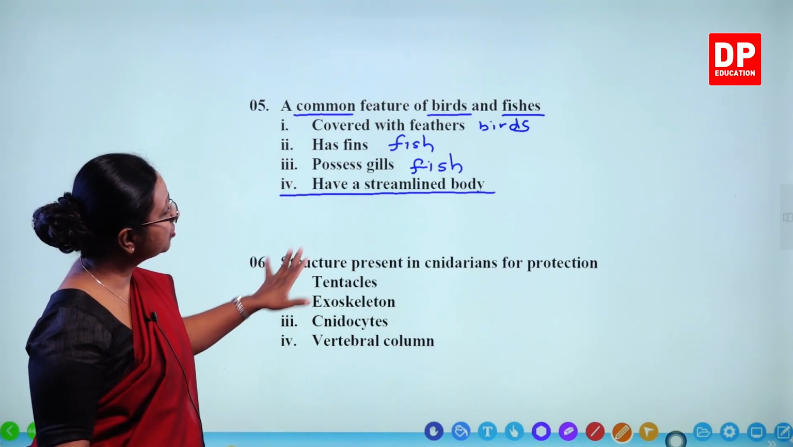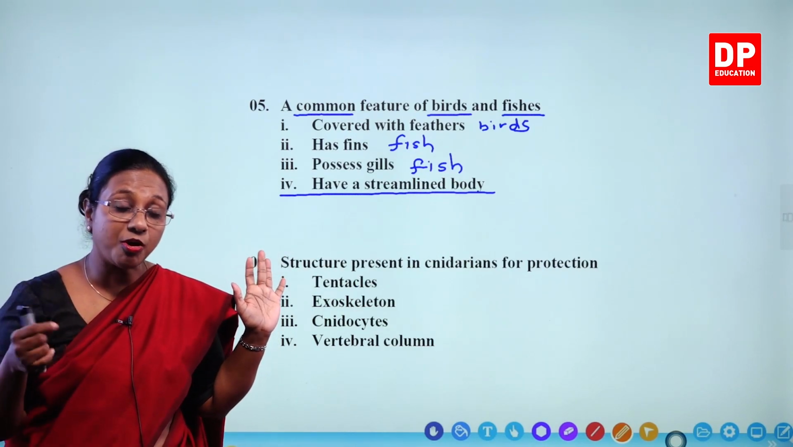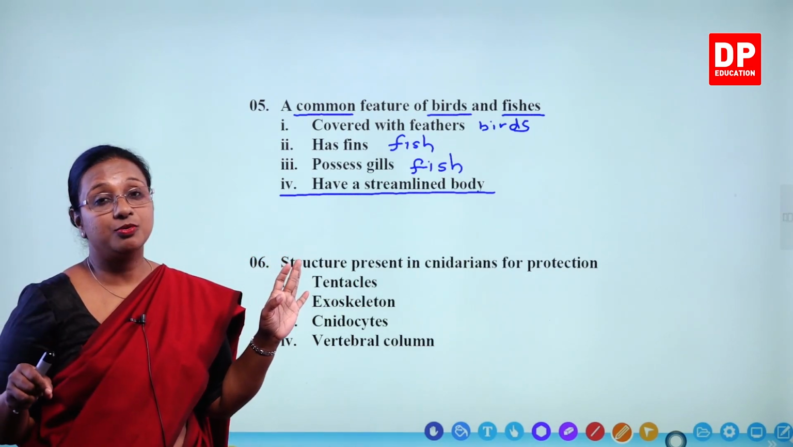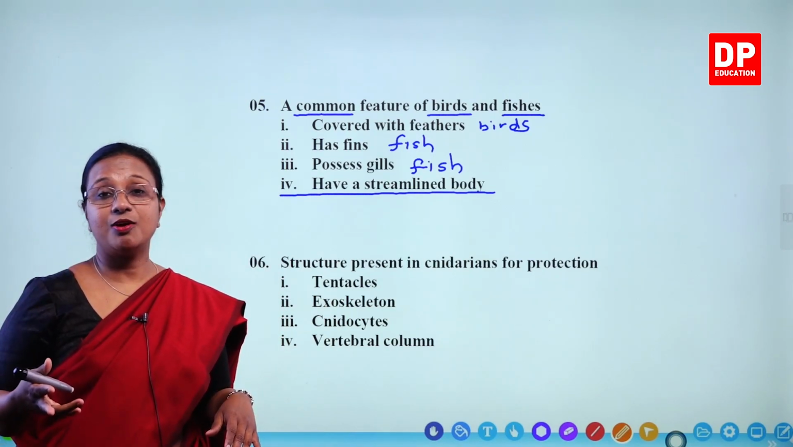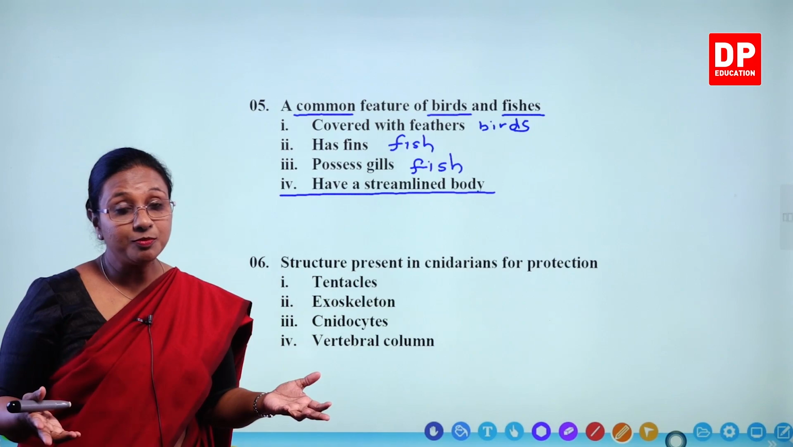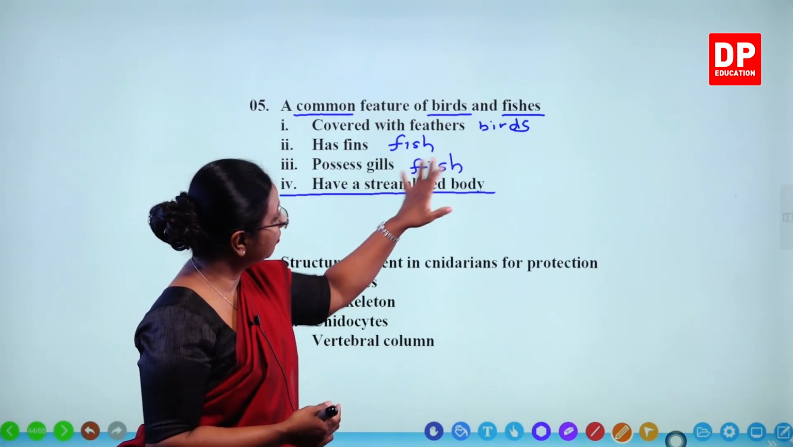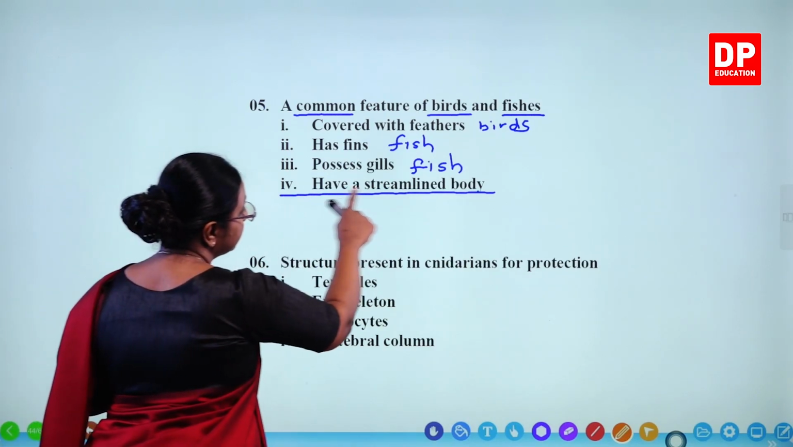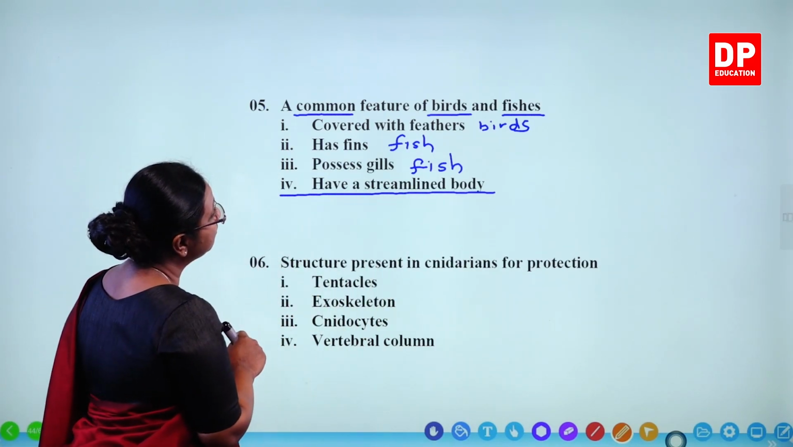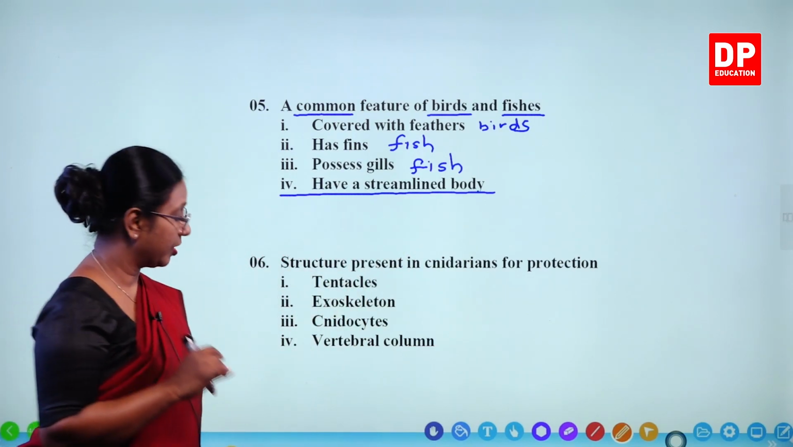So here of course students, you don't have to write and show. I just showed you so that when you are practicing, you can do that. Then you remember more. When you write, when you understand all the answers, you get more knowledge, you remember more. So that is why I have written. You can do it that way also. But this is the correct answer. A common feature of birds and fishes is a streamlined body.